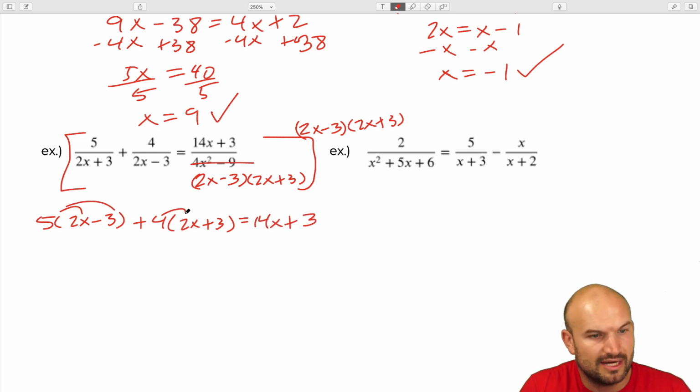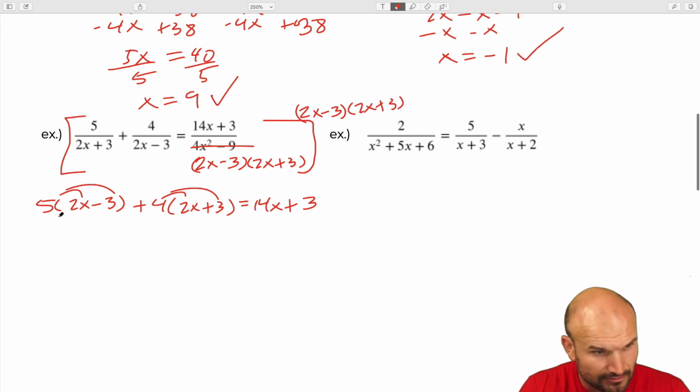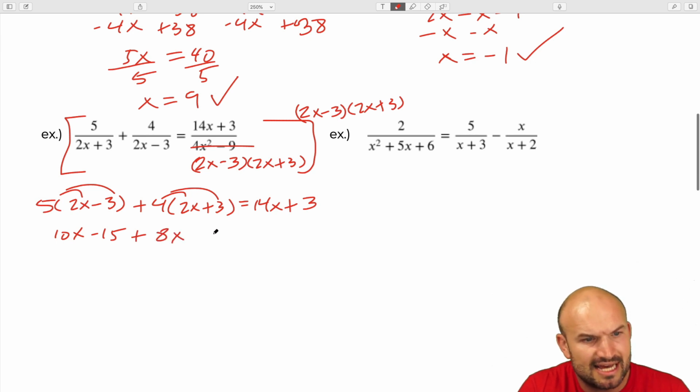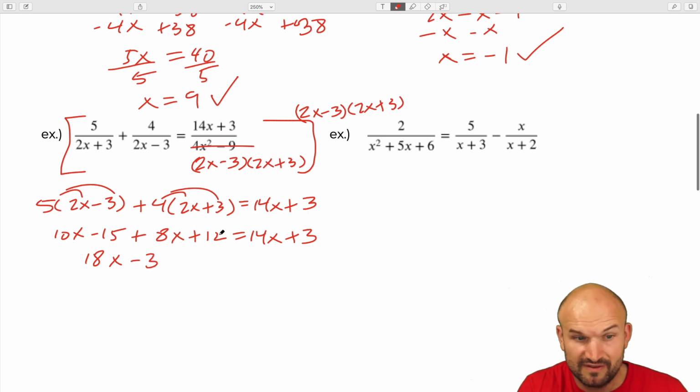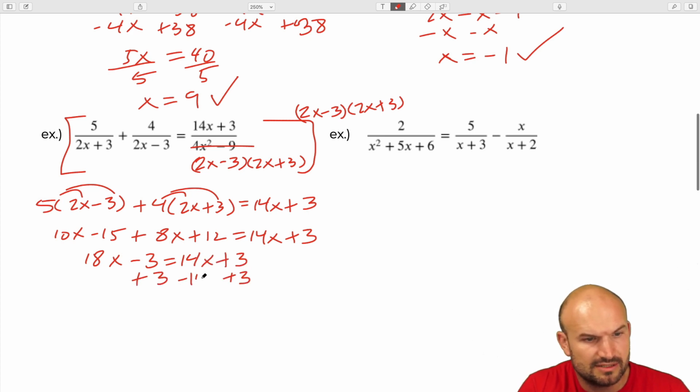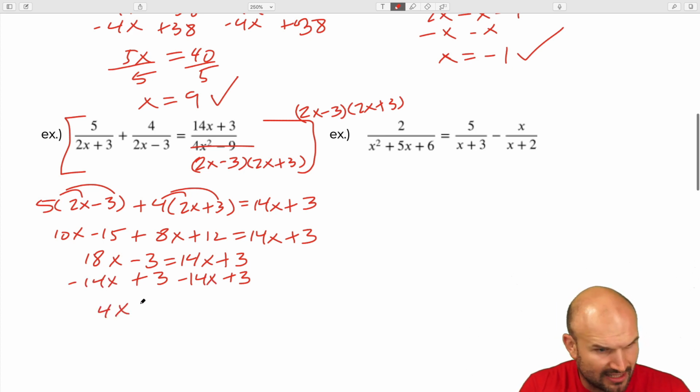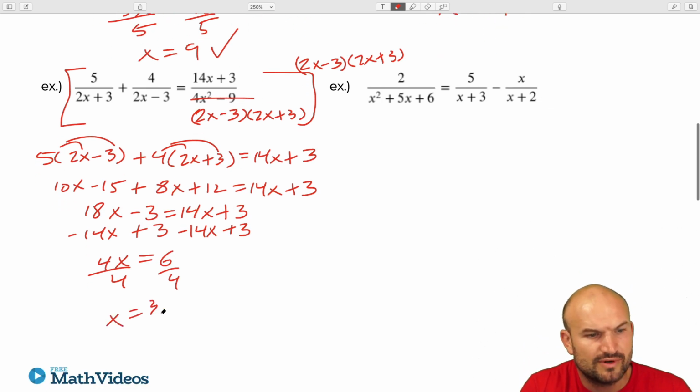All right. So again, we'll go ahead and apply some distributive property. In this case, we get a 10x minus 15 plus an 8x plus 12 equals a 14x plus 3. Combine like terms here. Let's clean this up. I get an 18x minus 3, since negative 15 plus 12 is negative 3, equals a 14x plus 3. Add 3 to both sides. Subtract a 14x. That's going to be a 4x is equal to 6. Divide by 4. Divide by 4. x equals 3 halves.